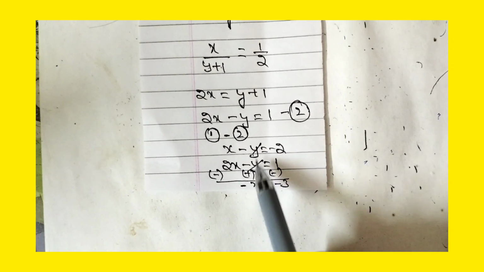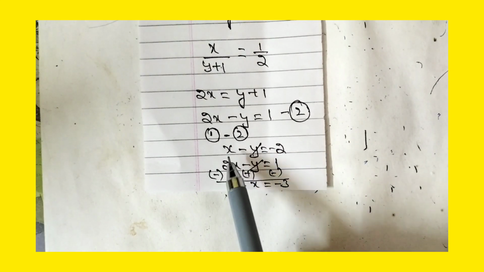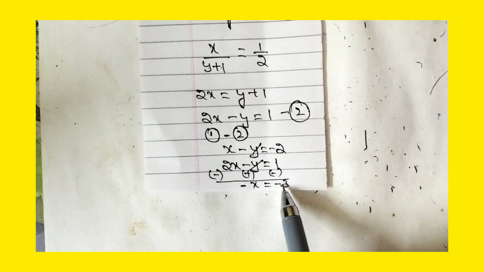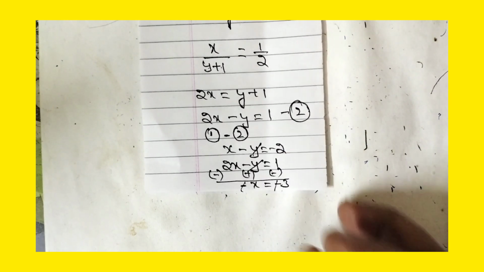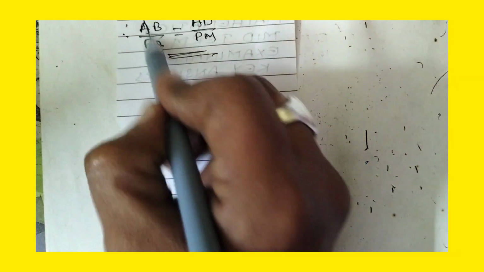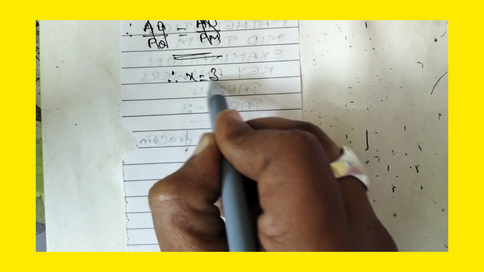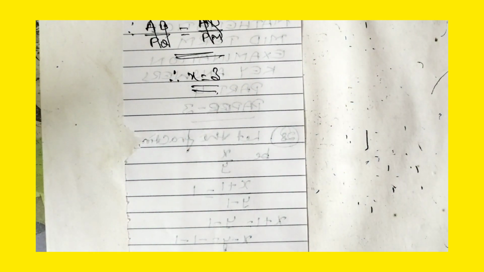So plus y minus y gets cancelled. Minus 2x plus 1x is minus 1x. Minus 2 minus 1 is minus 3. So minus minus cancel. Therefore x is equal to 3. We got the value of x as 3.